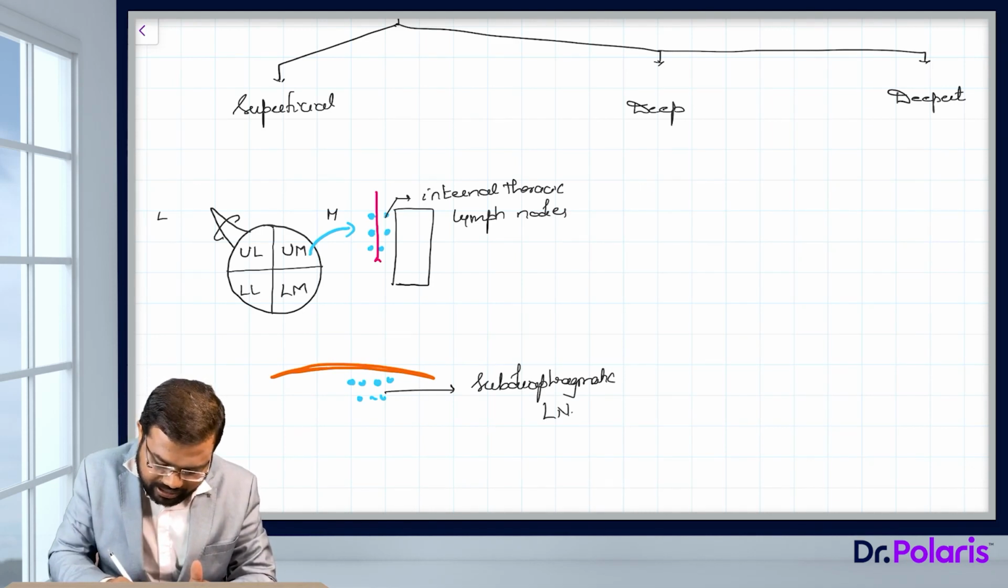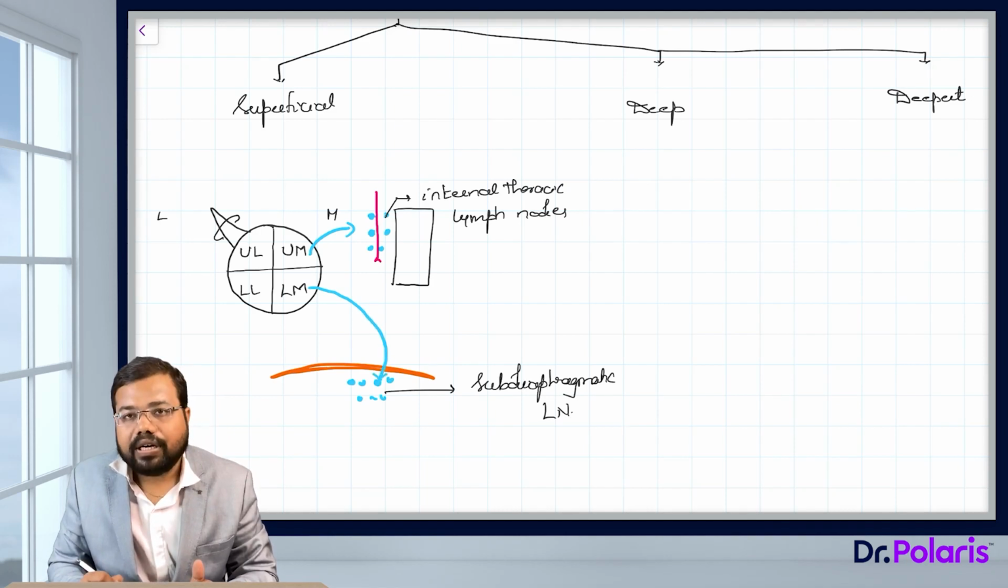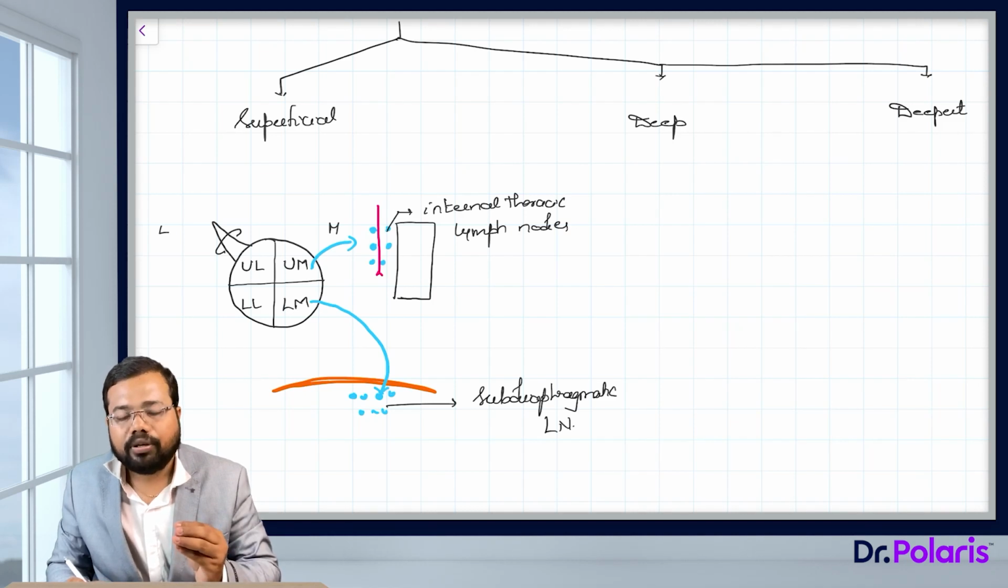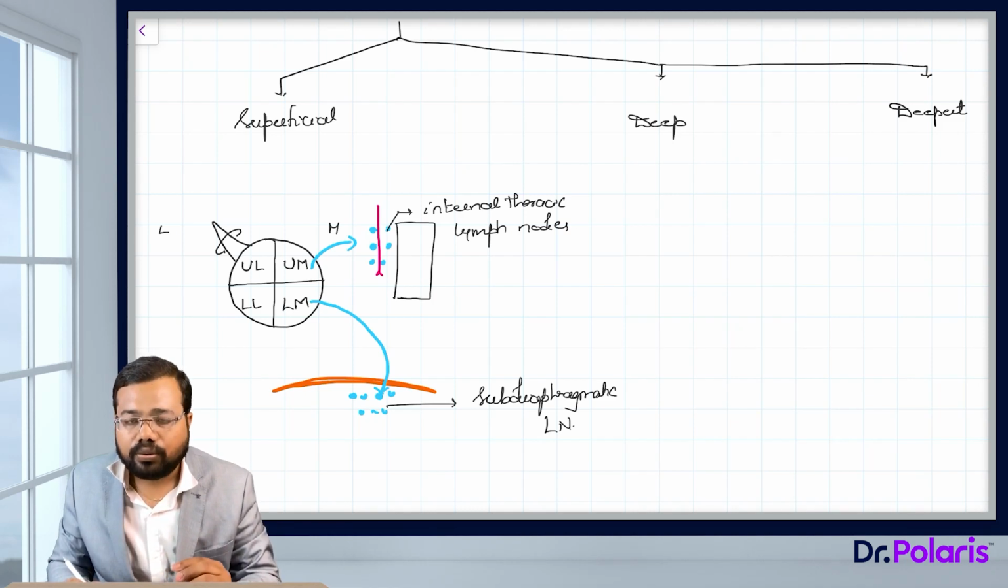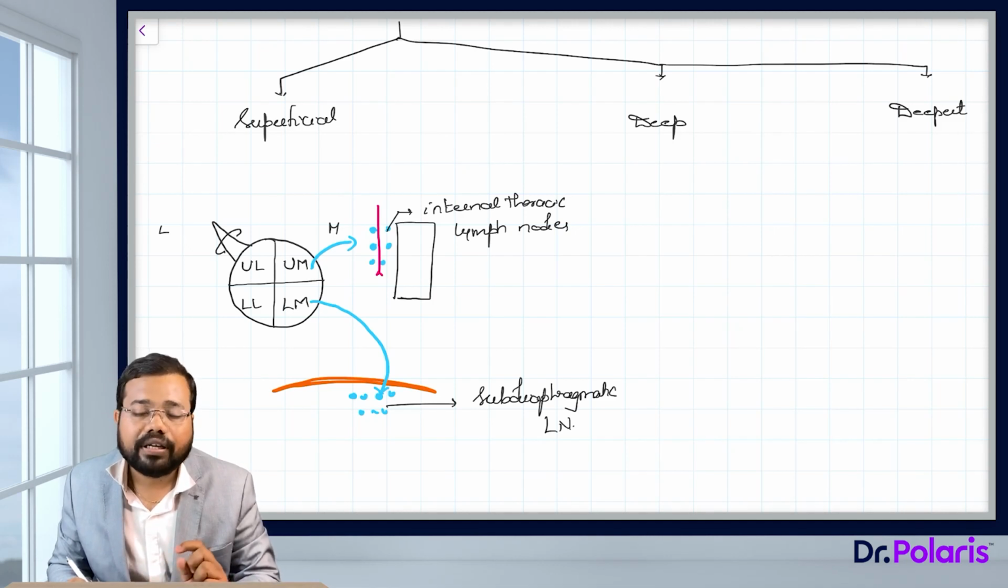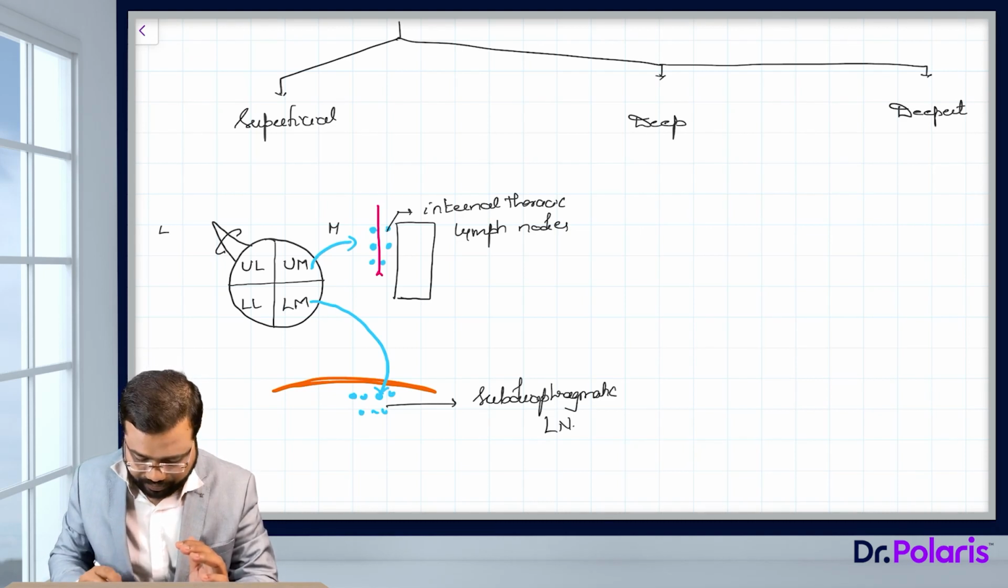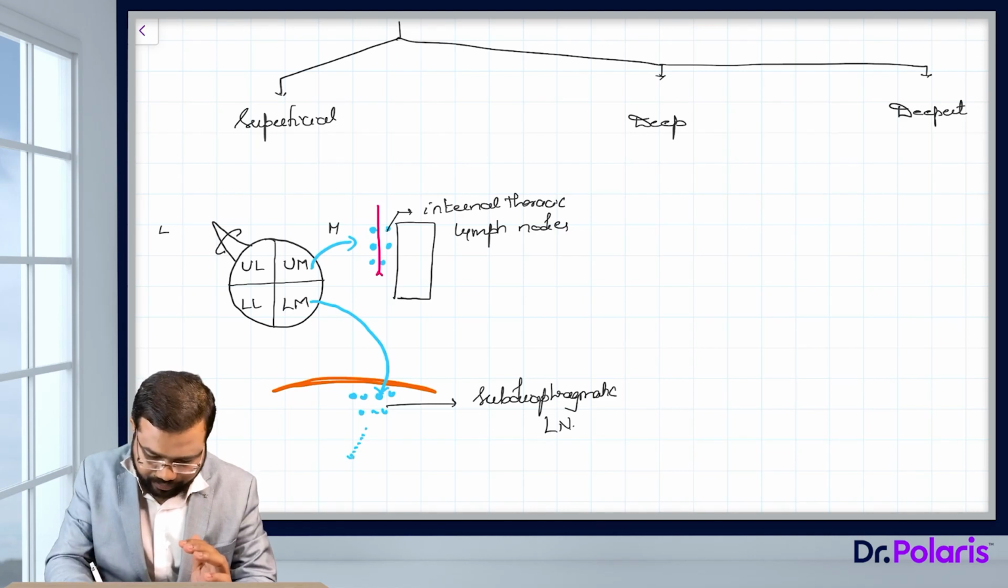From the lower medial compartments, they are connected to this subdiaphragmatic group of lymph nodes. So the upper medial compartment will be going to the internal thoracic group of lymph nodes, and the lower medial compartment will be going to the subdiaphragmatic group of lymph nodes. And these subdiaphragmatic lymph nodes have direct connections with the opposite ovary. So they may migrate to the opposite ovary.